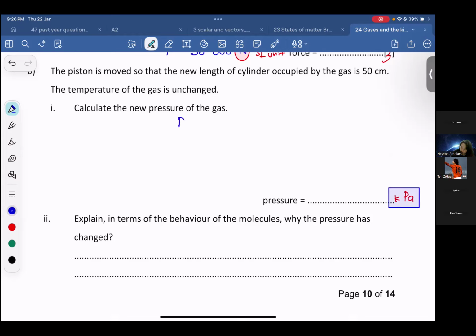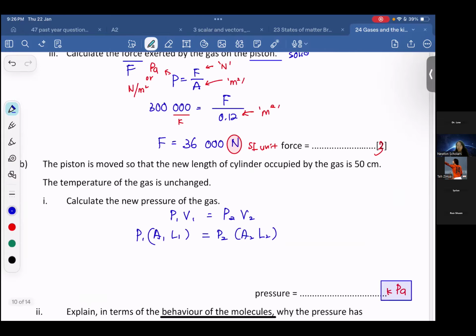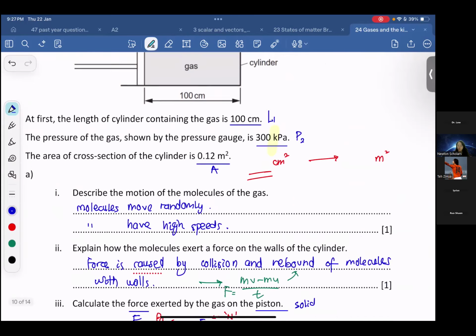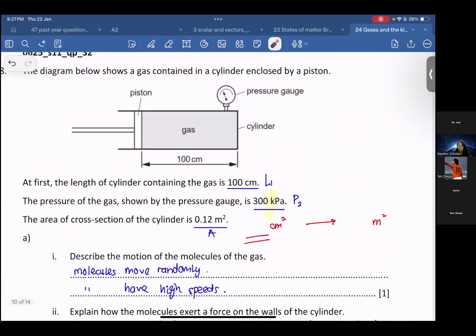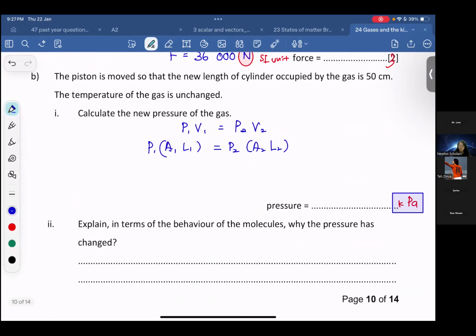Okay, dear, P1 V1 equals P2 V2. In this question they provide the area. You can use area times length 1 equals area times length 2 also. But no matter how, the cross-sectional area is a constant value. This part's area and this part's area are the same. So if I don't want my working steps to be too messy, I can cancel the area on both sides, because the cross-sectional area for the whole piston is the same.